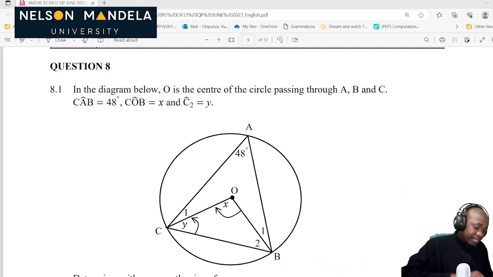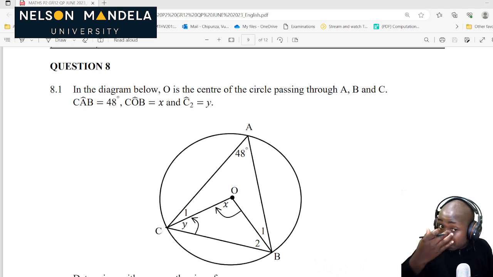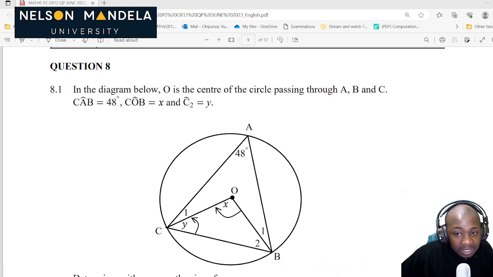So question number 8. Let's look at question number 8, guys. Now, in the diagram below, O is the center of the circle passing through A, B, C. Angle CAB is 48 degrees. Angle COB is equal to x. C2 is equal to y.